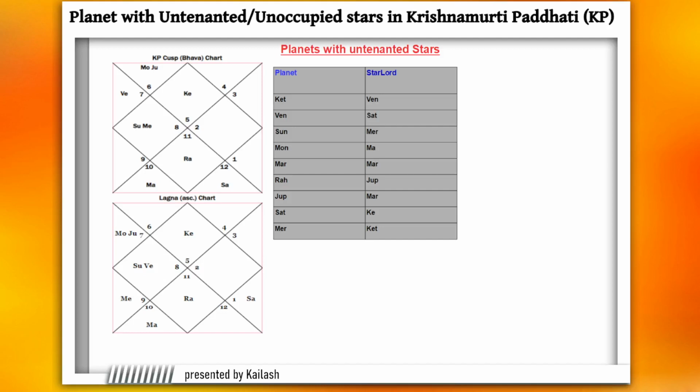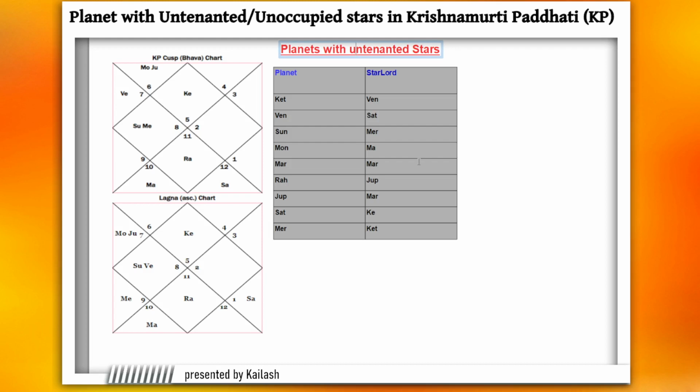Welcome. Let us get to know what is meant by planets with untenanted stars in Krishnamurti Paddhati and why such planets take on some special signification role in KP. So let us first look at what this word untenanted means.